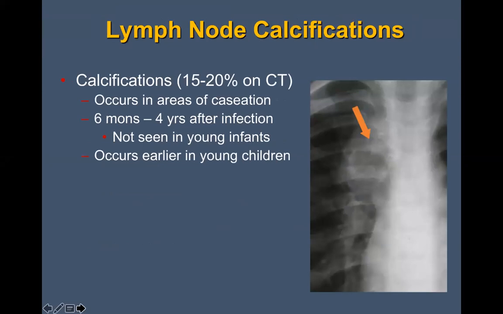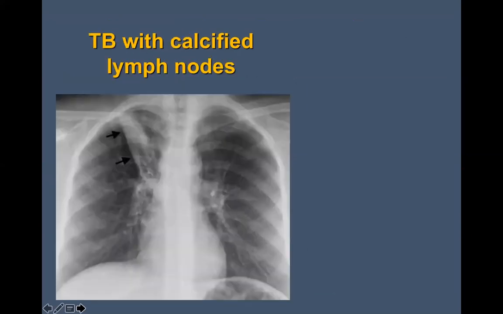Calcifications have to be pretty prominent for them to be visible on plain films, because there's a lot of dense things in the chest and in the paratracheal region. They are seen much more easily, of course, on CT. And you really only start seeing them about 6 months after infection in children. And certainly in young infants, you hardly ever see any calcifications. But they do crop up a little bit earlier in young children than they actually do in older patients.